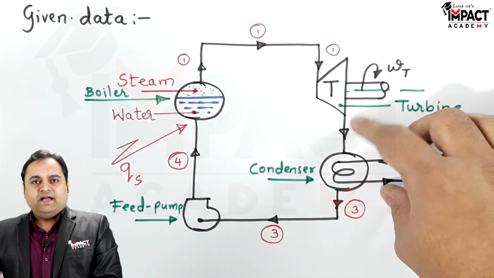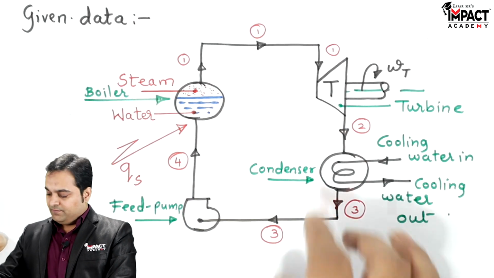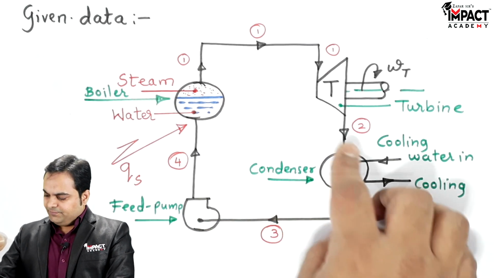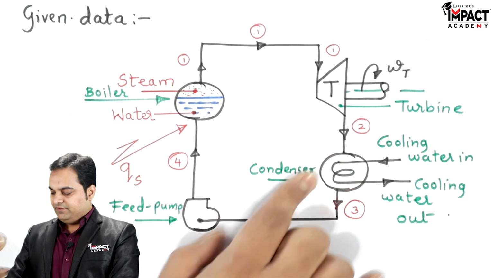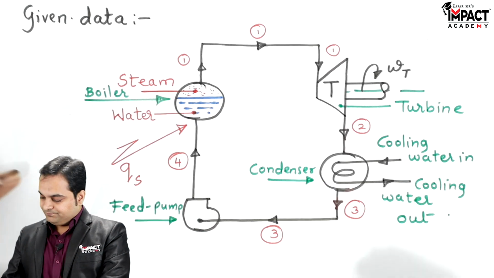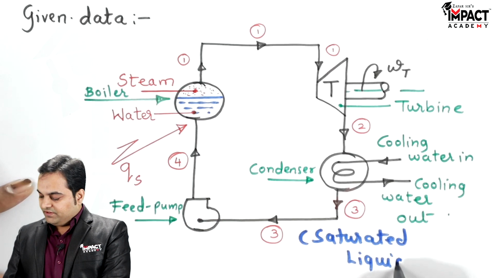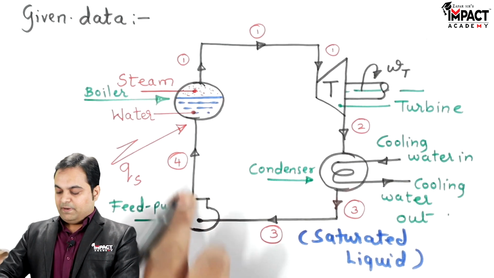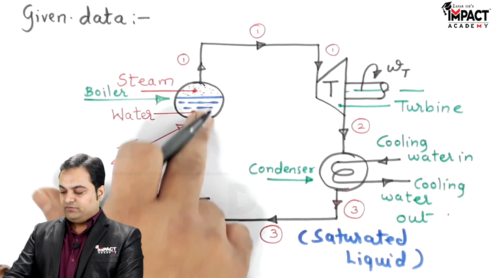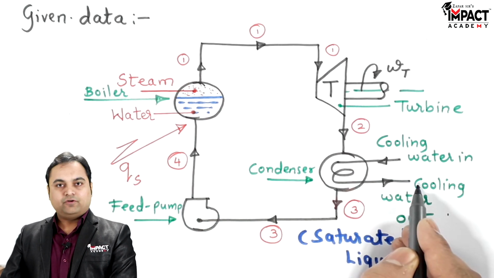Then after that, at point number 2, the steam is coming out from the turbine, or we can say the exhaust steam. It goes into the condenser where the phase transformation takes place. It means exhaust steam is going to enter the condenser, and when it leaves the condenser at point 3, it will be a saturated liquid, or we can say water, and that water would be pumped with the help of the feed pump back into the boiler. Again the heat is supplied in the boiler, the water gets converted into steam, and the cycle goes on. In the condenser, cooling water is getting circulated.